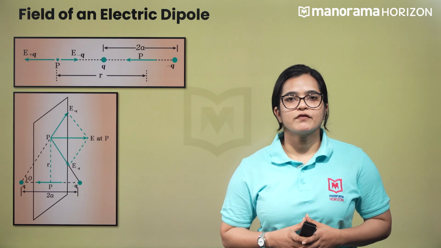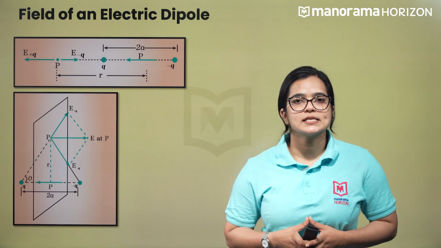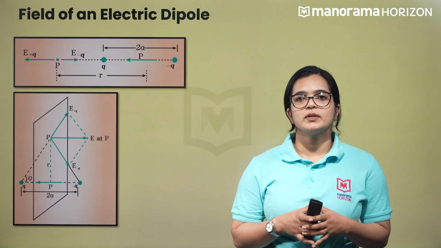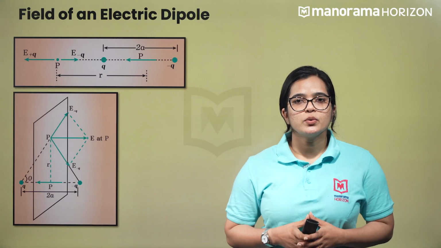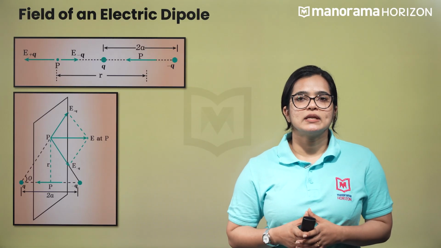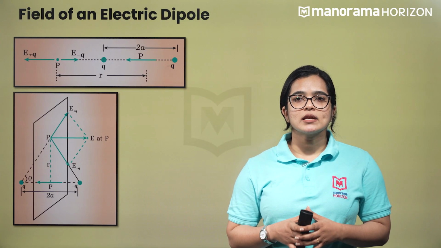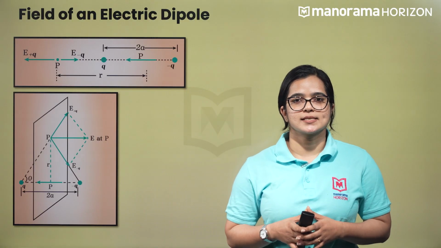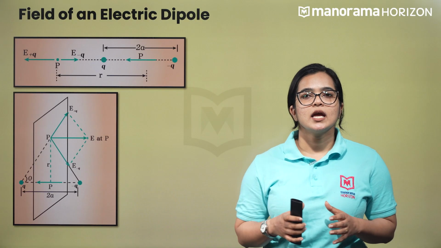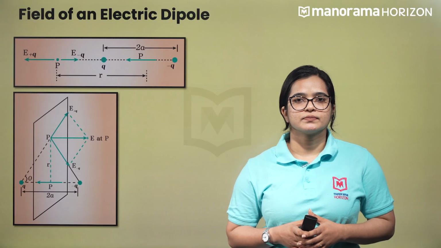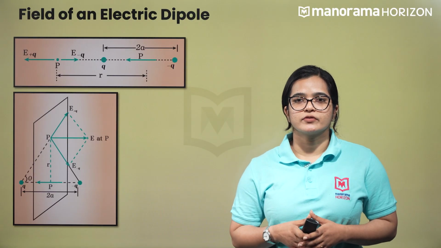The electric field of a pair of charges minus q and q at any point in space can be found out from Coulomb's law and the superposition principle. There are two cases for which we will find out the electric field for the dipole. The first case is when the point is situated on the dipole axis, and the second case is when the point lies in the equatorial plane of the dipole. The equatorial plane is the plane which is perpendicular to the axis of the dipole.